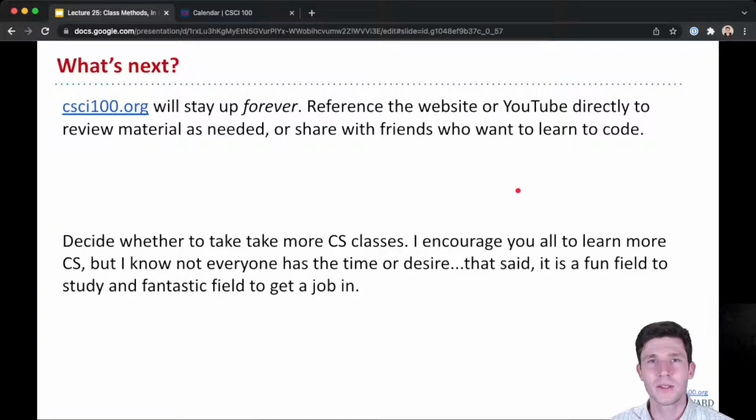You can share it with friends or with family who want to learn how to code. A fun story: my mom actually wanted to learn how to code, and she took a class that I was teaching on programming to learn how to code. I'd help her with the homework.